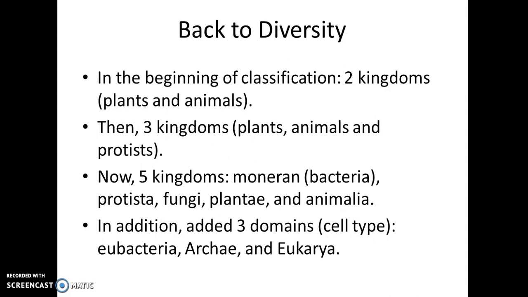So in the beginning of classification, there were two kingdoms. You were either a plant or an animal. Then three kingdoms: plants, animals, and protists. Today we have five kingdoms: Monera, Protista, Fungi, Plantae, and Animalia. In addition, we have added three domains or cell types. The first two, Eubacteria and Archaebacteria, are both bacteria, whereas Eukarya are eukaryotes. Eukarya account for Protista, Fungi, Plantae, and Animalia.